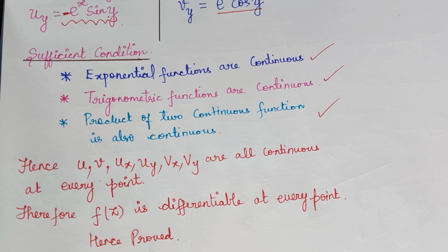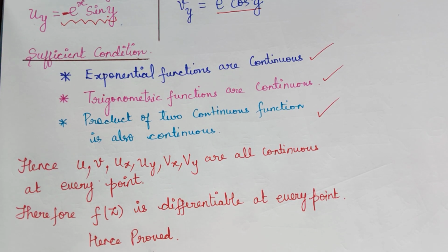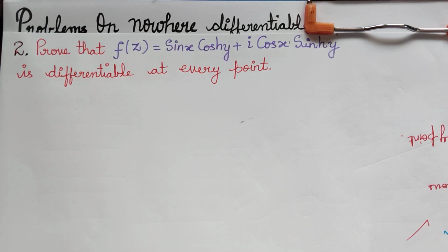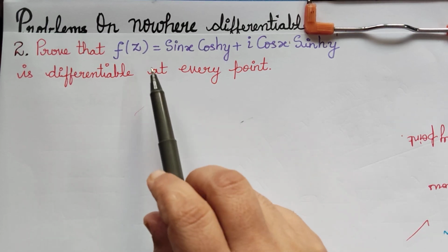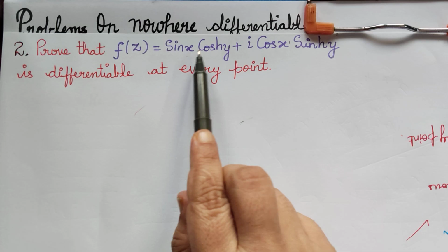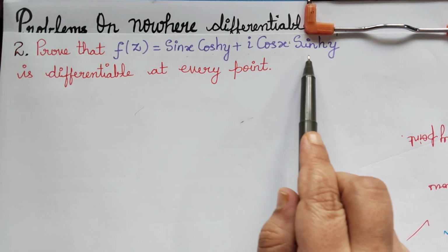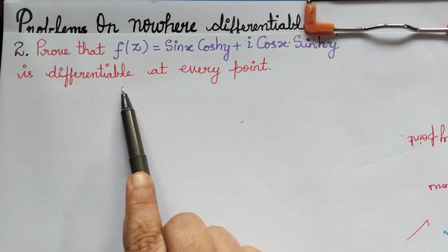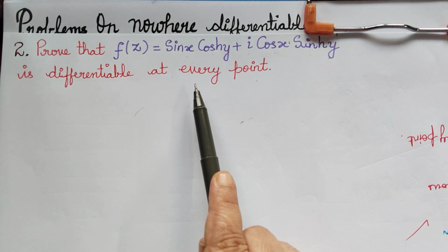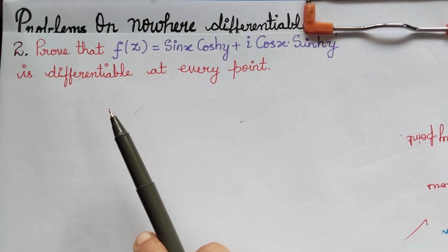I hope you would have understood this problem. We will see some more problems of the same type. Now here we have the second problem under this topic. We have to prove that the given function f of z equal to sin x cosh y plus i cos x sinh y is differentiable at every point. First, we shall check for the necessary condition.